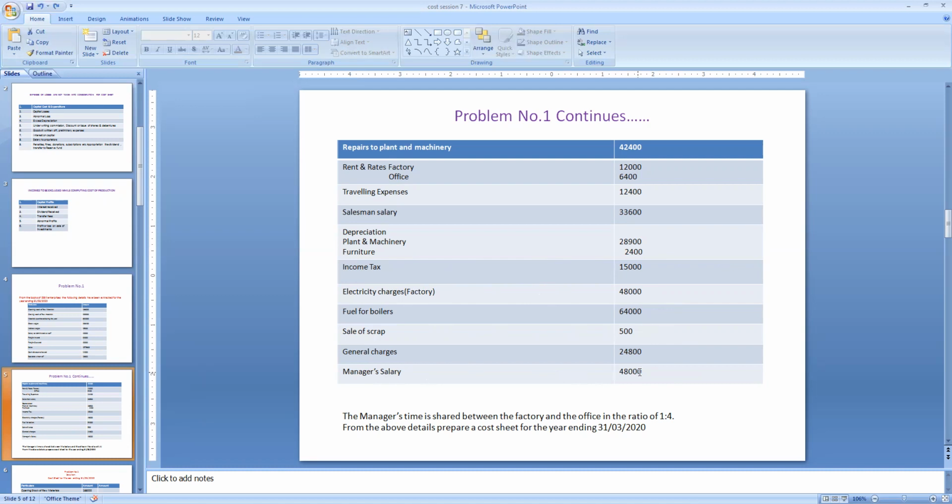Manager's salary is given, 48,000. Again, some information is given regarding the manager's time. For the factory it is 1, for the office it is 4, a ratio of 1 to 4. So the salary given to the manager, in the factory has to be shown as 1/5th. In the office we have to calculate and show 4/5 of the salary of the manager. So these are all the information. Now we are going to prepare the cost sheet.